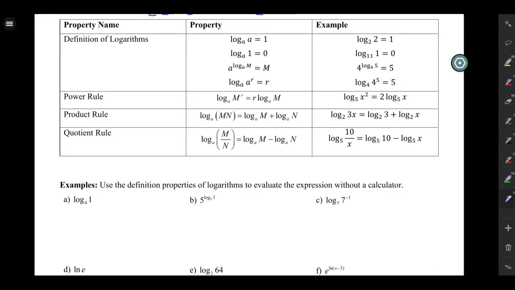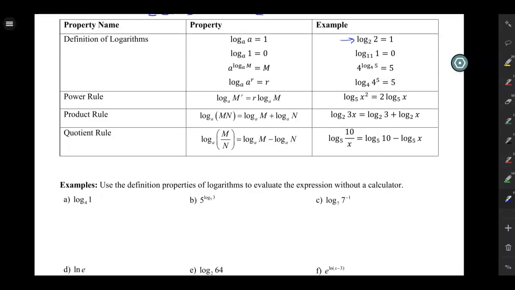So remember that when we're trying to evaluate logs, we say the base to what power gives you the argument. So A to the first power gives you A. So whenever the base and the argument are the same, it's always going to be 1. Just like over here in this example, we have log base 2 of 2 equals 1.